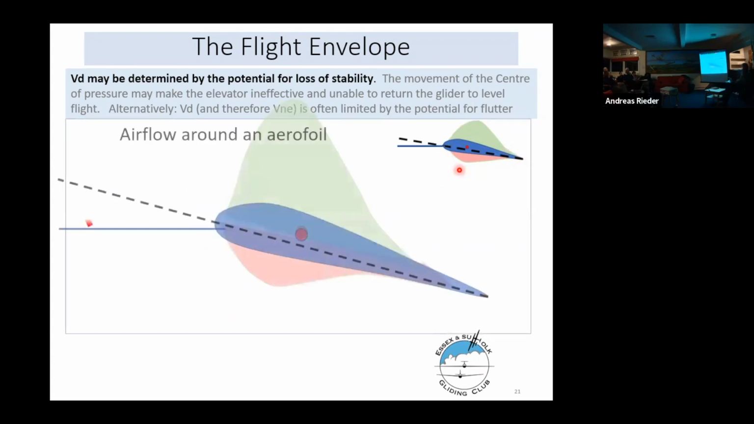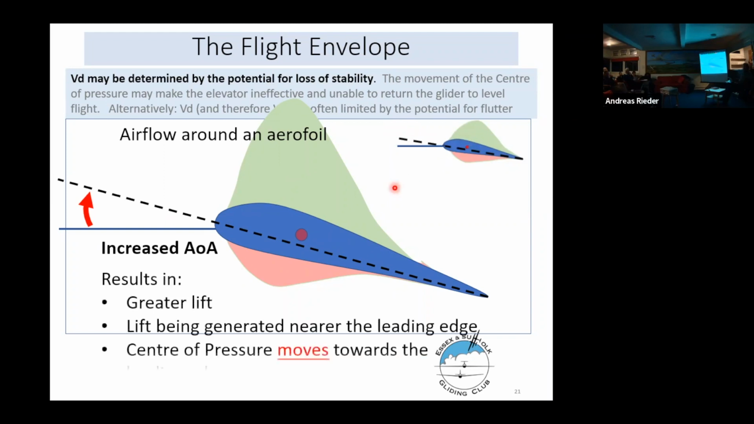If we increase the angle of attack, the lift profile generated by the wing changes. First, the increased angle of attack creates more lift, but the shape changes. It's much more peaked and it's much nearer the front of the wing. So just compare that shape with that shape. What that means is that the center of pressure moves forward.